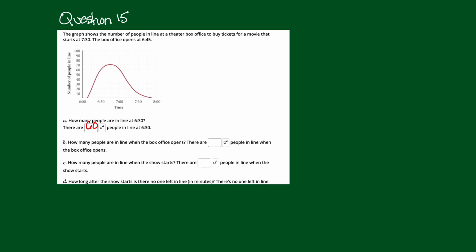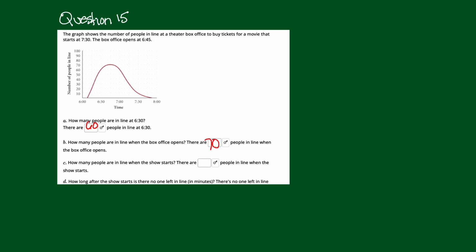Now, Part B. How many people are in the line when the box office opens? That's 6:45. Okay, so here's 6:30. Here's 7. 6:45 is right here. That looks like it would follow up to the high point. I'm going to make the best guess I can and say it's 70.